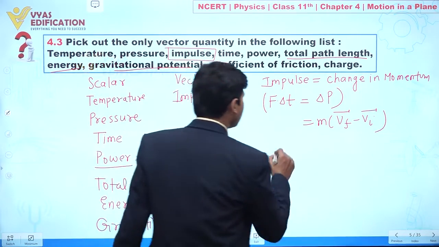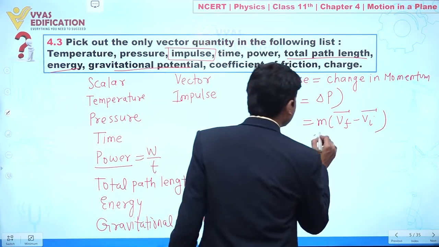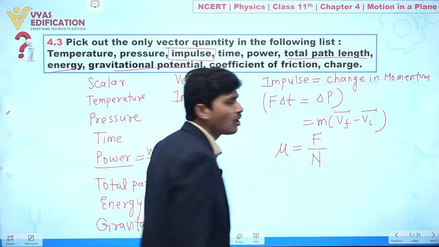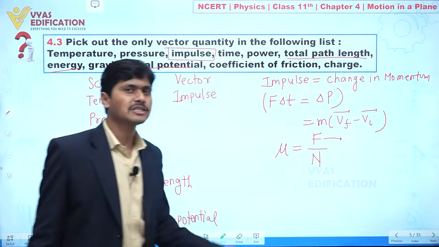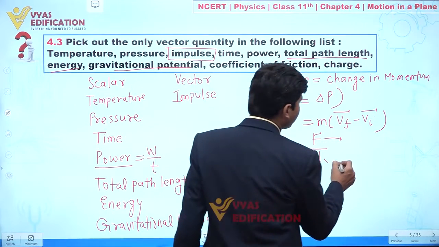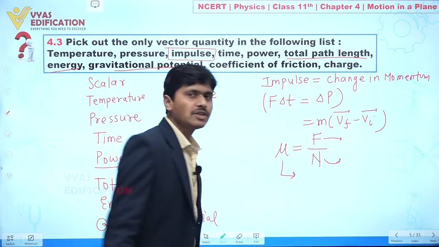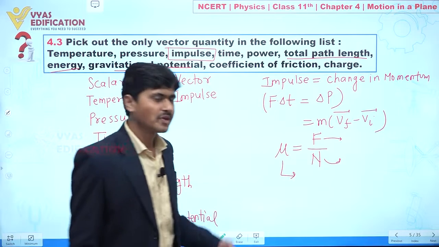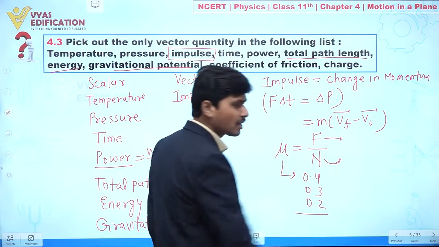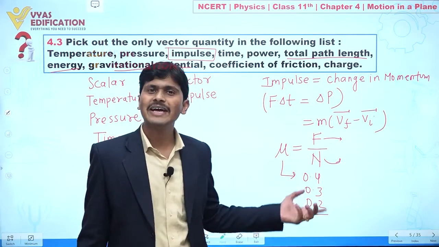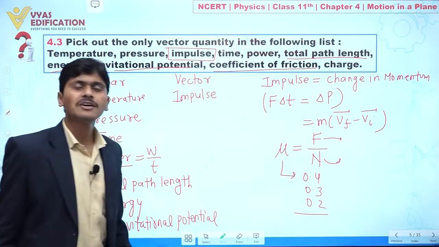Now we are going to discuss coefficient of friction. In chapter number 5, laws of motion, whenever we discuss friction, coefficient of friction is defined as the ratio of F by N. Clear? This F is the force acting, in Newton, and this is the normal force, also in Newton. So you will find this coefficient of friction is just a ratio. Clear? You will find values like 0.4, 0.3, 0.2. Clear to everyone? And this ratio does not have any unit. So we can say this is just a ratio, not a scalar quantity, not a vector quantity.